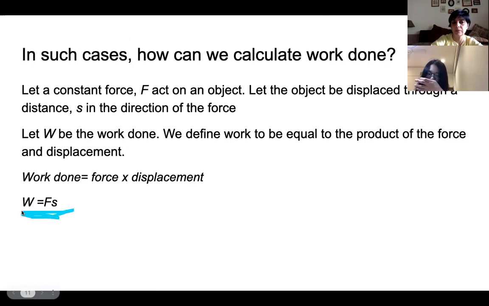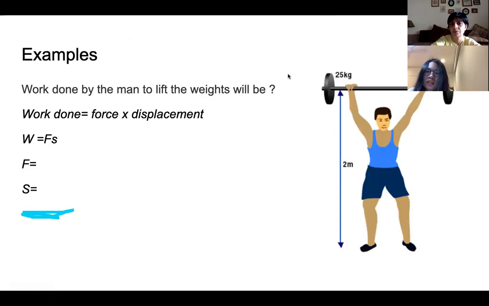What is this formula? Work equals force times displacement. Yes. Let's look at this man. What is he doing? Lifting weights. Yes. So imagine if the weights were kept on the floor, in which direction did he lift the weights up? Upwards. So the displacement was upwards, right?